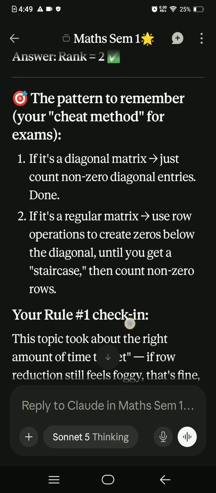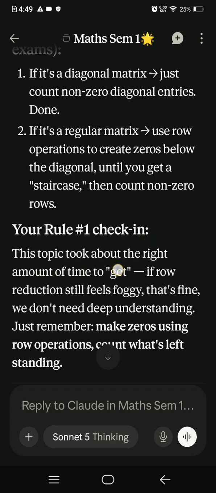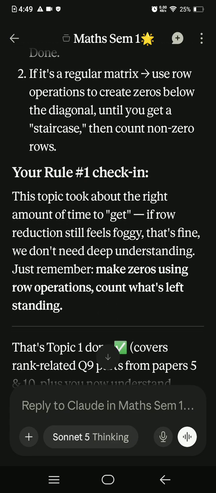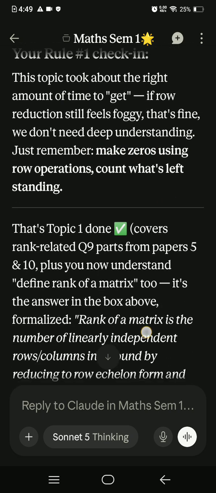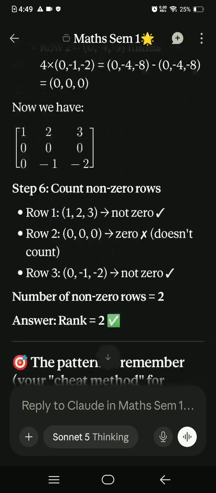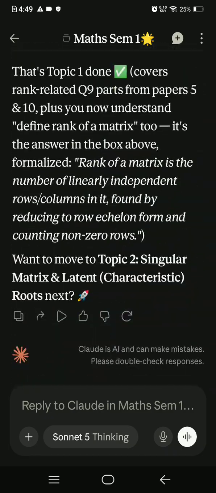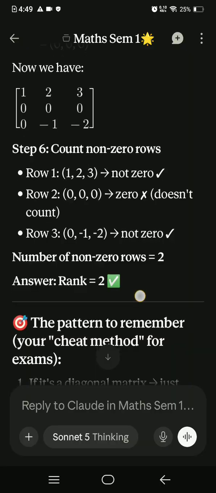Then count non-zero rows. Rule number 1, check in. This topic took about the right amount of time. If row reduction feels foggy, that's fine. We don't need deep understanding. Just remember, make zeros using row operations. Count what's left standing. I think this topic needs a little bit of practice, and we are done. This was simple, but it was weird.